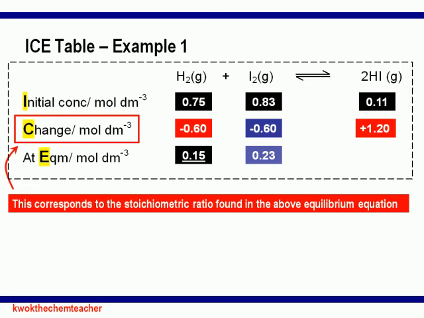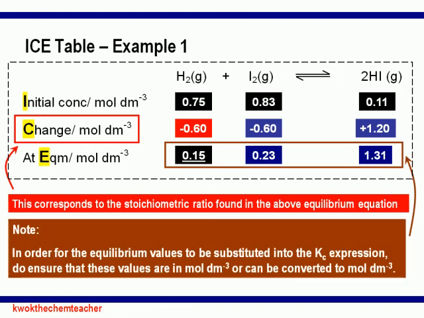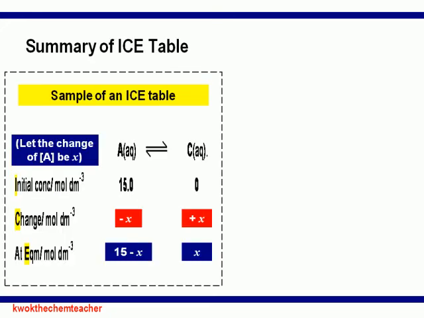Now, the equilibrium concentration for iodine is simply 0.83 subtract 0.60 to give us 0.23 mole per dm cube. And the equilibrium concentration for hydrogen iodide will be 0.11 plus 1.20 to give me 1.31 mole per dm cube. As you can see, in order for the equilibrium values to be substituted into the Kc expression, we need to ensure that these values are in mole per dm cube or can be converted to mole per dm cube. It's now timely to do a summary of the ICE table so that you will be quite clear.